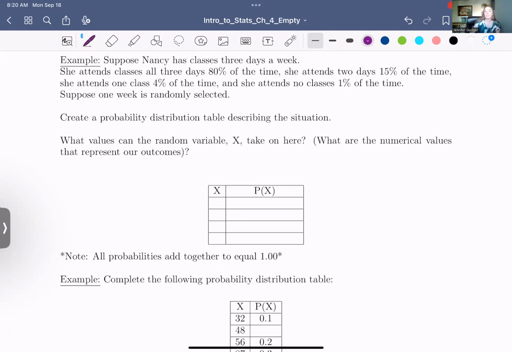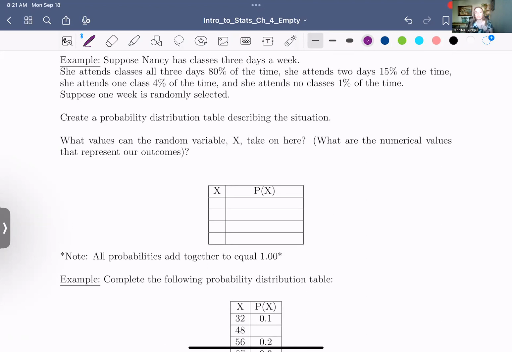All right, suppose Nancy has classes 3 days a week. She attends classes all 3 days, 80% of the time. She attends 2 days, 15% of the time. She attends 1 day or 1 class 4% of the time, and then no classes 1% of the time. Suppose 1 week is randomly selected. We're going to create this table below that follows all of these pieces.